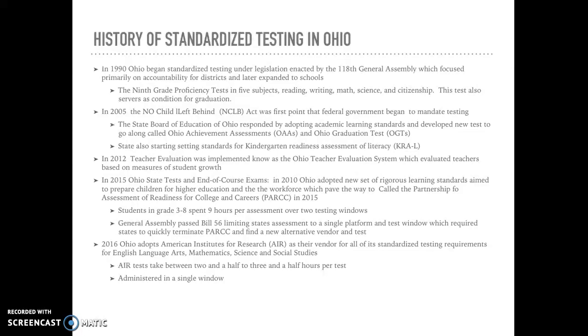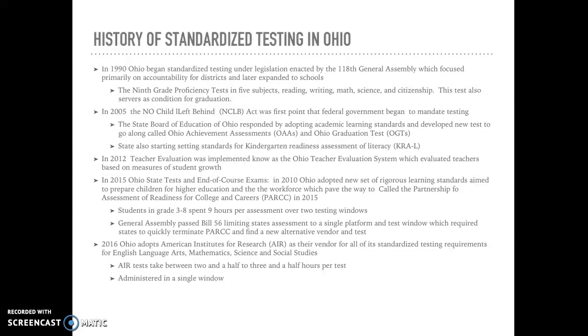In 2015, the Ohio State tests and end of course exams were adopted. And this was in response to 2010, when Ohio adopted rigorous learning standards aimed to prepare children for higher education and the workforce, which paved the way for what's called the Partnership for Assessment of Readiness for College and Careers. This was in 2015. This was administered to students in grades 3rd through 8th, and they spent 9 hours per assessment over 2 testing windows.